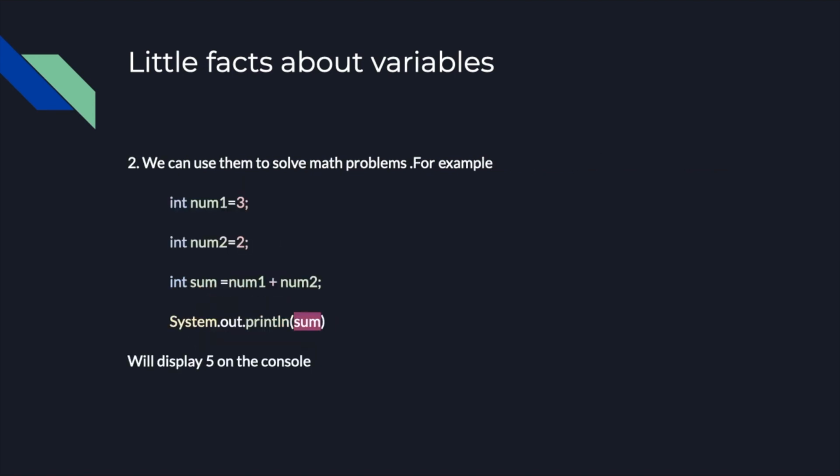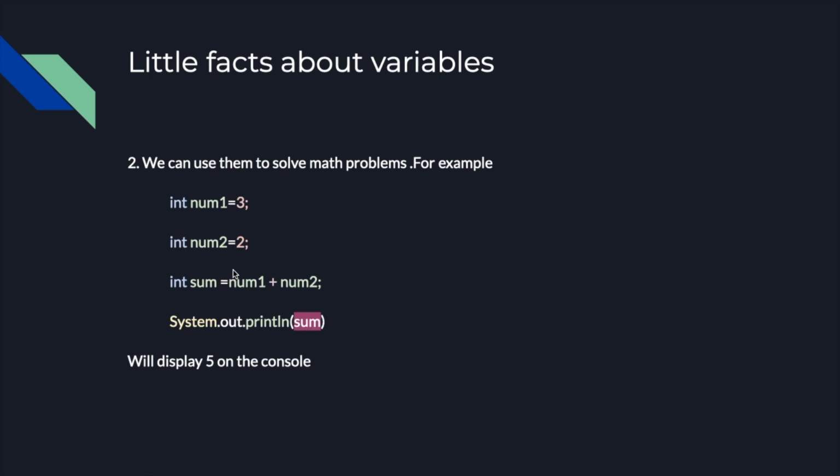We can use them to solve math problems. For example, num1 is equal to 3, num2 is equal to 2, int sum is equal to num1 plus num2. System out dot print line sum. This will print out the value 5 on the console because we're adding num1 and num2.